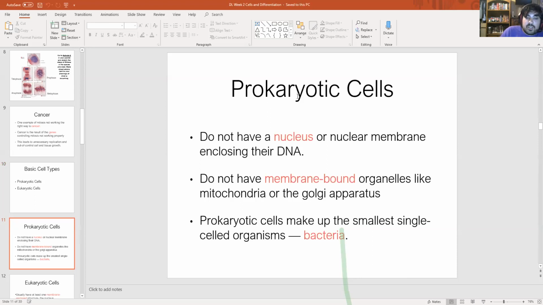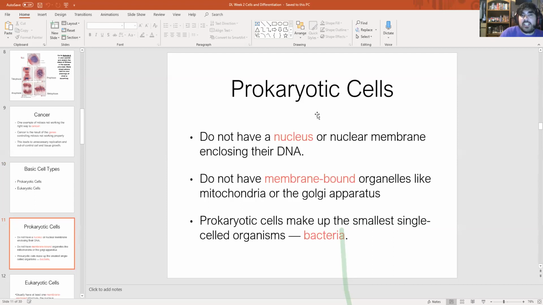Prokaryotic cells, they make up the smallest single-celled organisms. They're bacteria. So prokaryotic cells, the only thing that they are is bacteria. They don't really have organelles, and they really just have DNA, and it's floating in there, right?